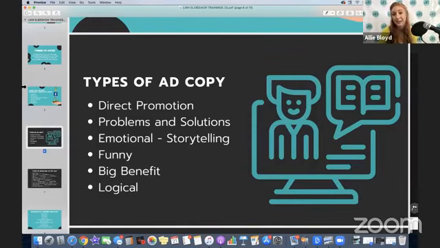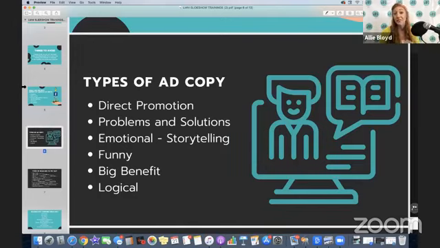Ultimately, you can make any of these storytelling in a way, but emotional tends to be the most storytelling style. Funny stories, that's also a thing, but I find that people often struggle to actually make them funny, and they kind of fall flat a lot of the time. So unless you're just really confident in your ability to write humor, I wouldn't start there.